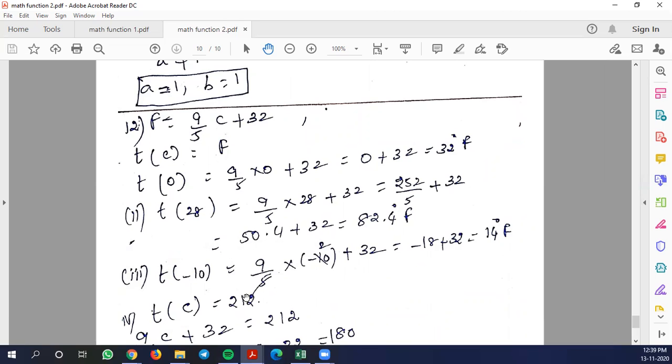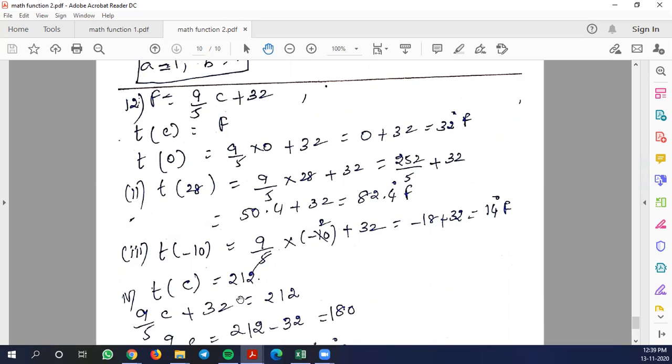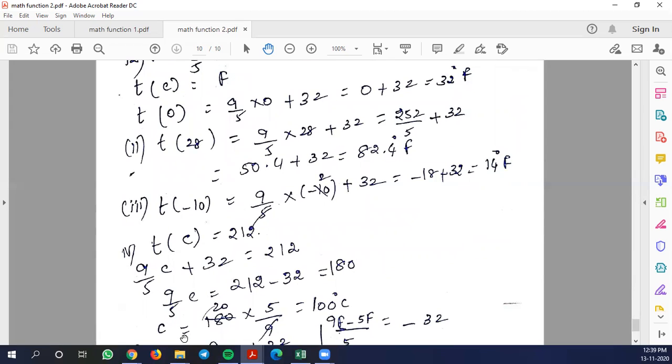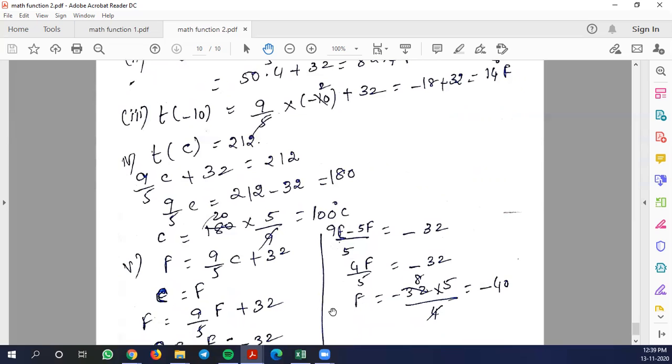Now, find the value of C when T of C equal to 212. So here you have to substitute 9 by 5 C plus 32 equal to 212, as given. So 9 by 5 C equal to 212 minus 32, the plus 32 goes to the other side and becomes minus 32. If we subtract, you will get 180. Now what is our C? 180 into this, the denominator goes to the numerator, and the numerator comes to the denominator. If I cancel this 9 with 180, 20 into 5 is 100 degree Celsius.